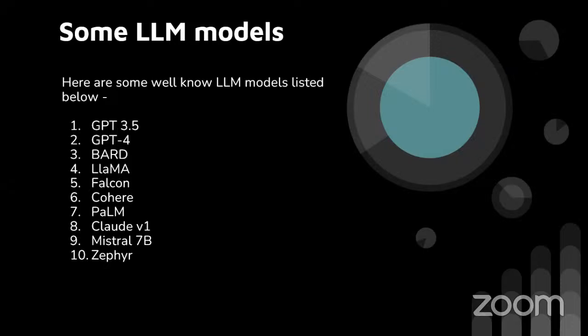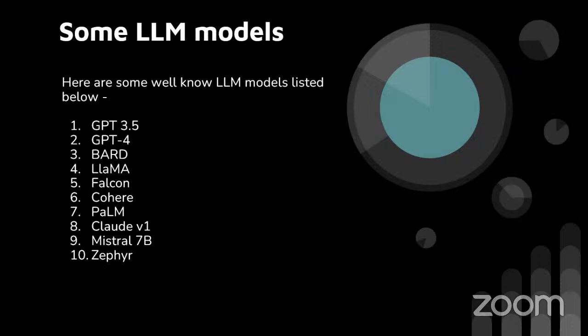Then we have Cohere, and then we also have PaLM. Cohere is similar to large language models developed by other companies, but mainly it focuses on enterprise level NLP solutions, natural language processing solutions, especially for specific data. PaLM stands for Pathways Language Model. Again, it's a large language model developed by Google AI, with a lot of capabilities.